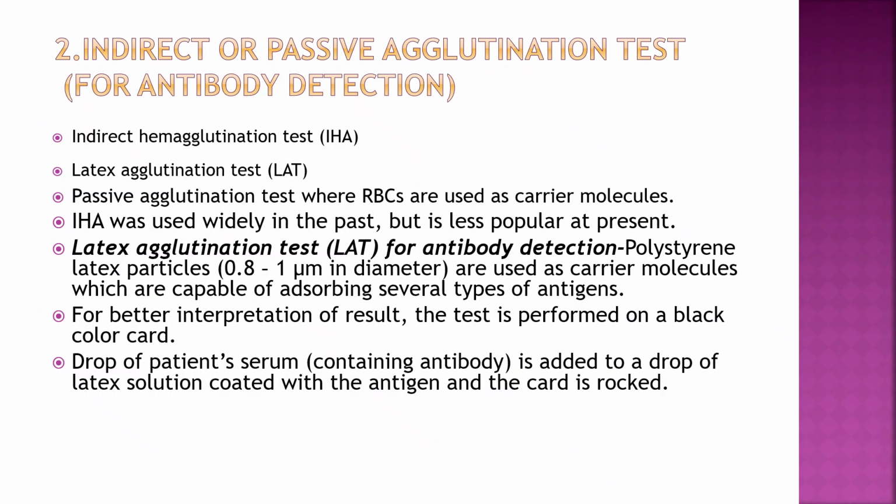Indirect or passive agglutination test for antibody detection. Examples are the indirect hemagglutination test, the latex agglutination test, and the passive agglutination test, where RBCs are used as a carrier molecule.